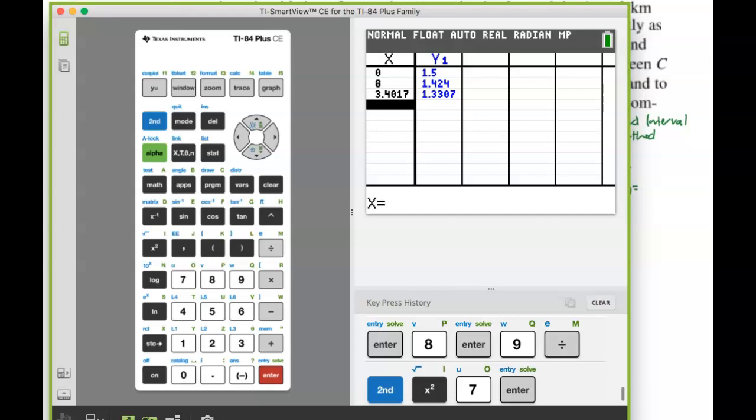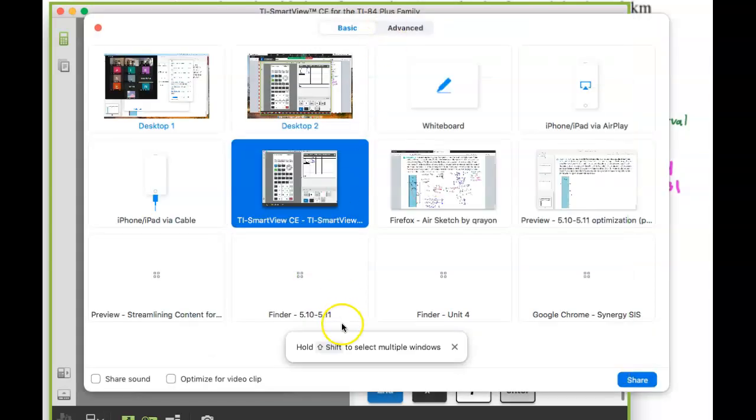All right, so where should he land to reach B as soon as possible? So hold on, let me copy down these answers. So 1.5, 1.424, and 1.331. All right, so final answer, here we go.